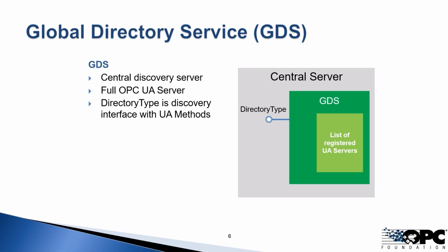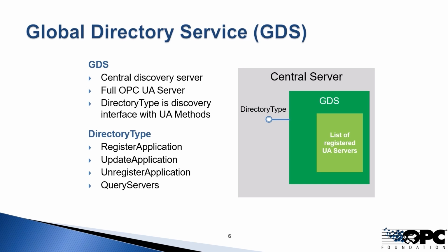That is, it has a fully viewable address space, and it will read, write, and browse nodes and so forth, just like any other OPC UA server. But it has a specific information model with a specific object type called DirectoryType, which in turn has its own set of methods, and these methods are used for doing directory type things. And it's the use of these services that implies that a client, be it an OPC UA server or an OPC UA client, can take advantage of the features of the GDS itself.